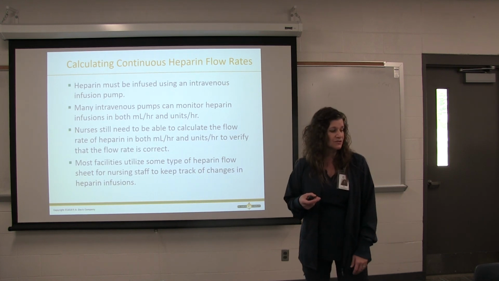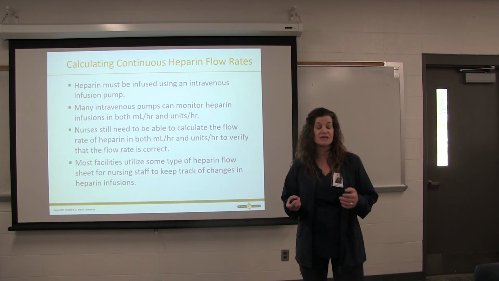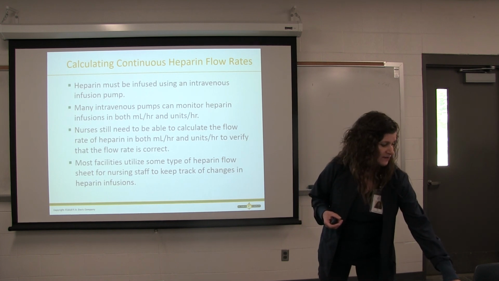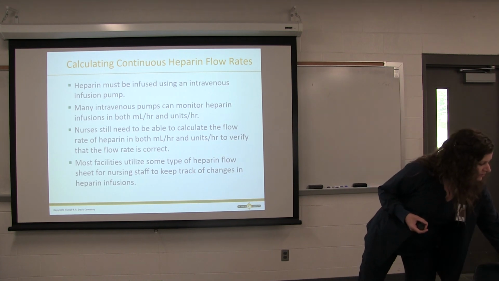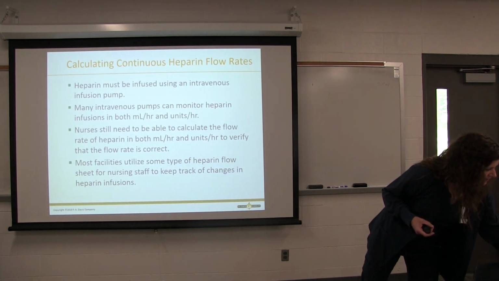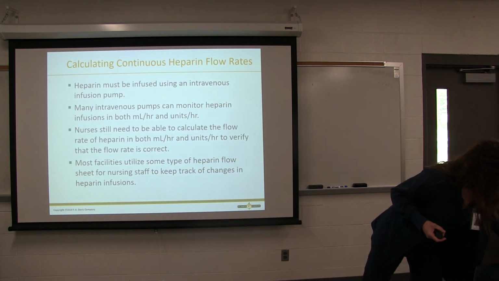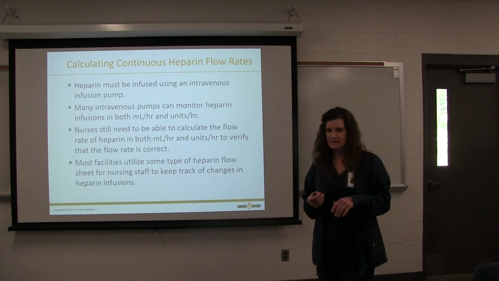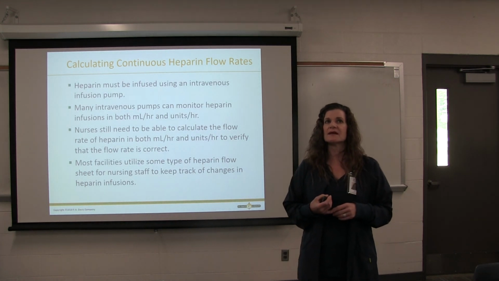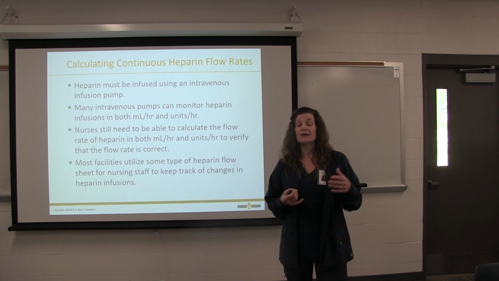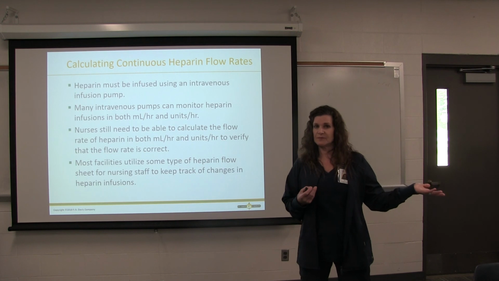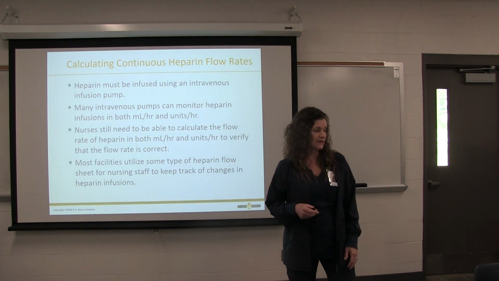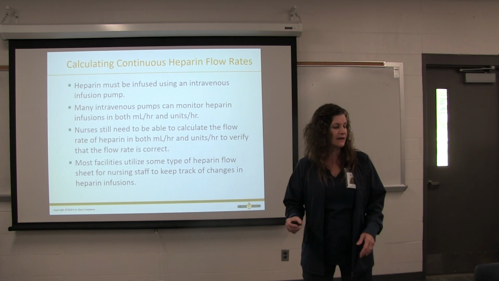Most facilities utilize some kind of heparin flow sheet for staff to keep track of changes in those solutions. Your book shows that flow sheet on page, I think it is, yeah, 336. You can look on 336 to get an idea what those flow sheets look like. Those typically are in our electronic medical record systems now, so it would look the same way. You would just be entering it into the computer versus possibly writing it out on paper.